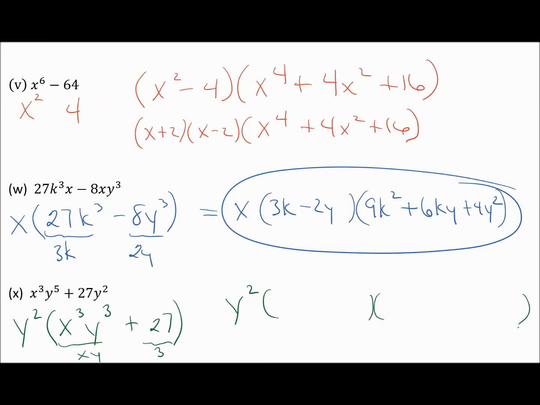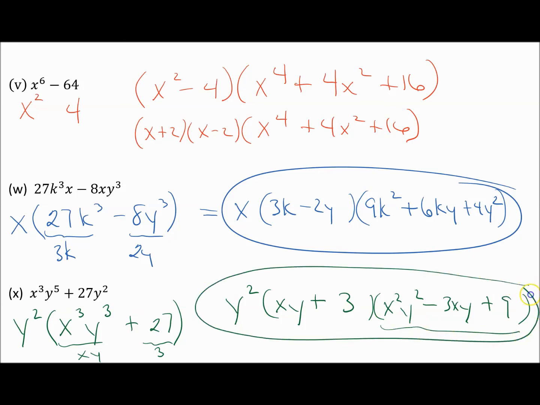The cube root of x to the third, y to the third, we talked about that, is xy. If you have a plus, you keep it a plus. The cube root of 27 is 3. Now you're charged with squaring the first one in line. So xy squared, which would be xy times xy, is x squared y squared, plus turns to a minus. I multiply these together. That's 3xy. And I square the last one, plus 9. And I promised you these will not factor. So that is completely factored. I hope this helps.